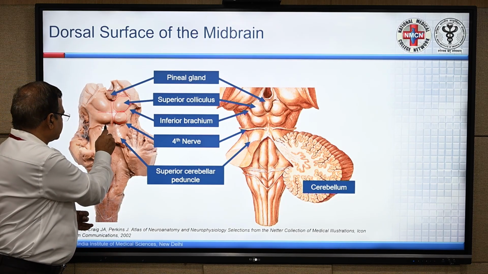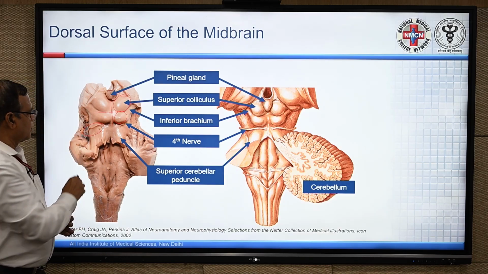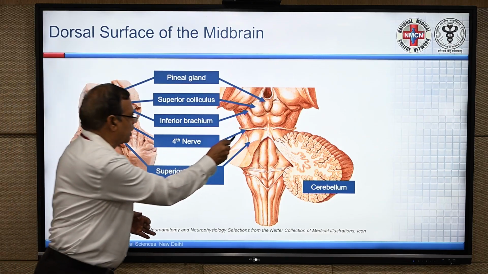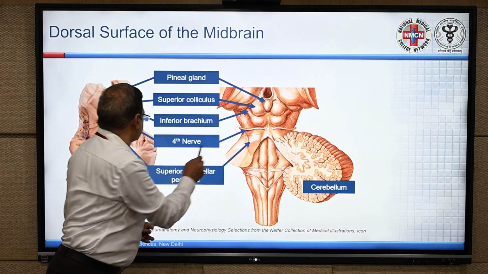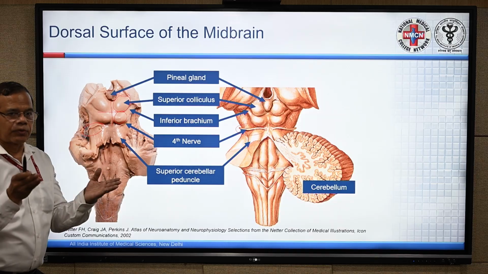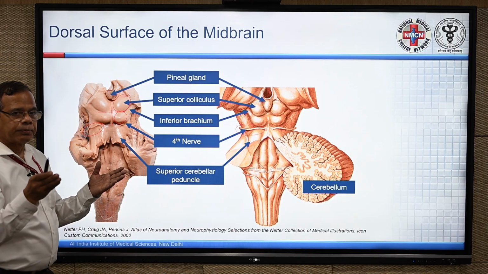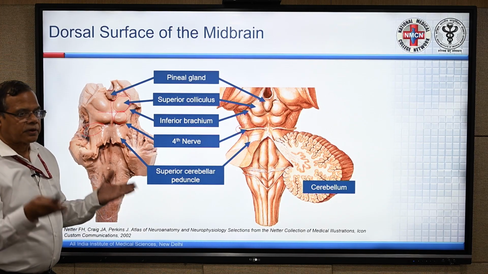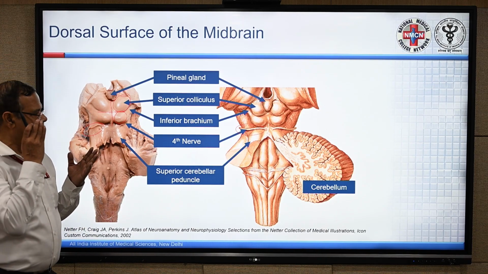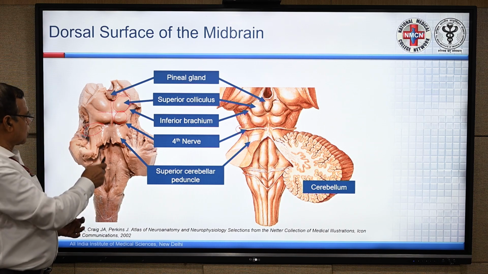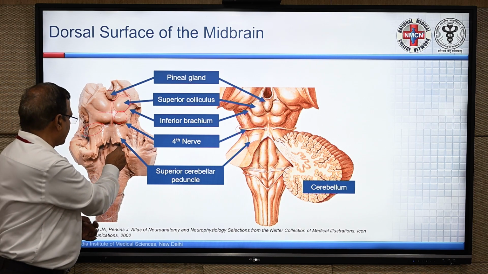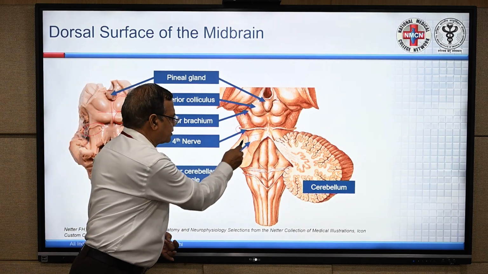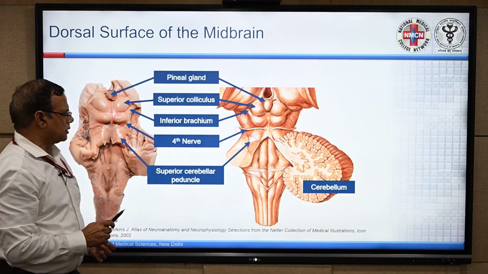Below that, this is the fourth nerve. I already have mentioned that the fourth nerve is coming from the dorsal surface of the brain, the only nerve which comes from the dorsal surface of the brain. And what is the function of this nerve? It supplies one of the muscles of the eyeball. Below it is the superior cerebellar peduncle. You can see here is the superior cerebellar peduncle.